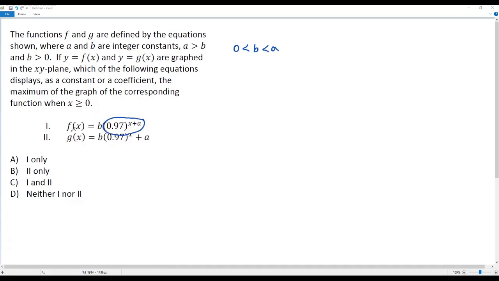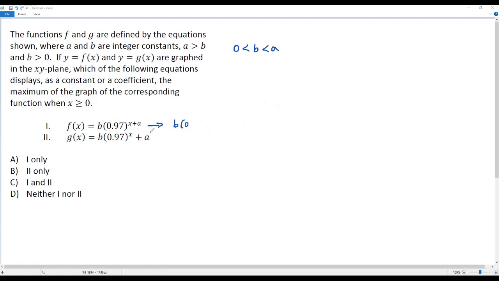Now to get the maximum value of the function f of x, we have to plug in the minimum value of x, that is 0, for x over here. Now let me plug in x equals 0, then we get b times 0.97 raised to the power of 0 plus a, that is equal to b times 0.97 raised to the power of a. So this is the maximum value of the function f of x. Now we have to check whether this maximum value is displayed as a constant or a coefficient over here in this function f of x. But this maximum value is not displayed either as a constant or coefficient over here. So f of x does not display its maximum value as a constant or coefficient.